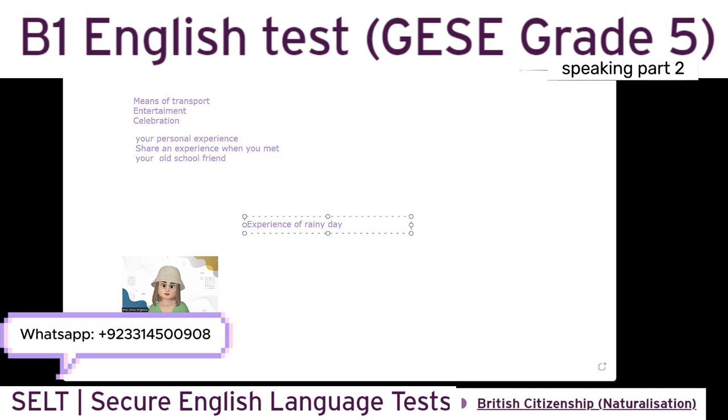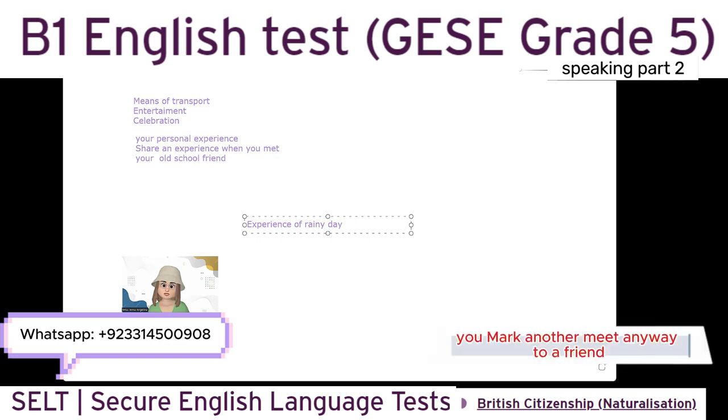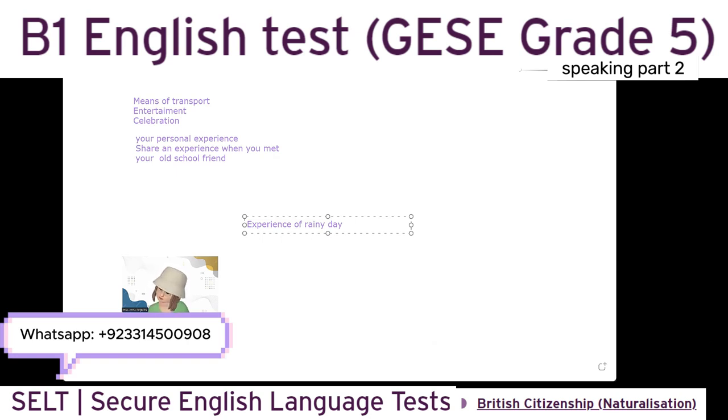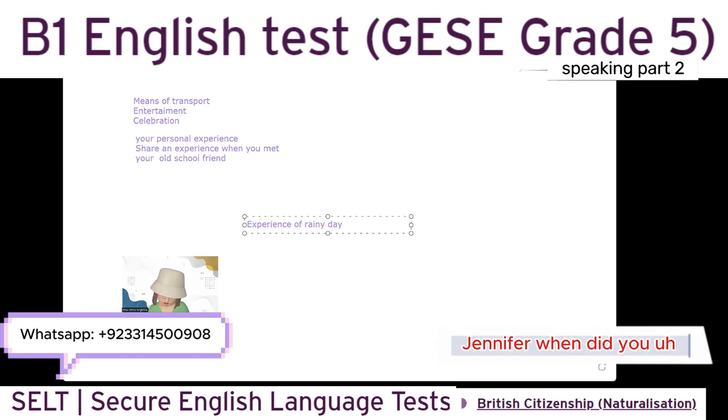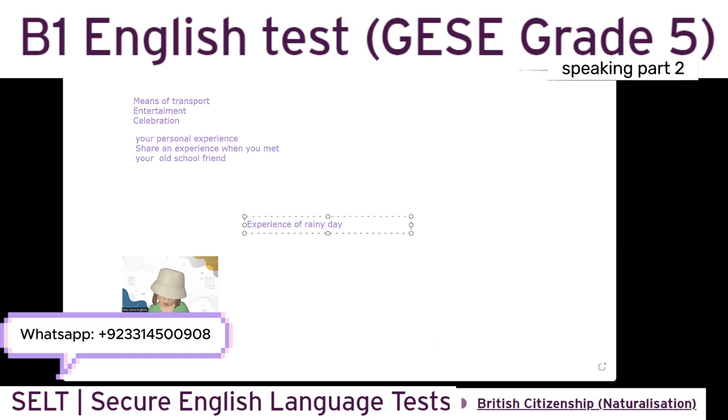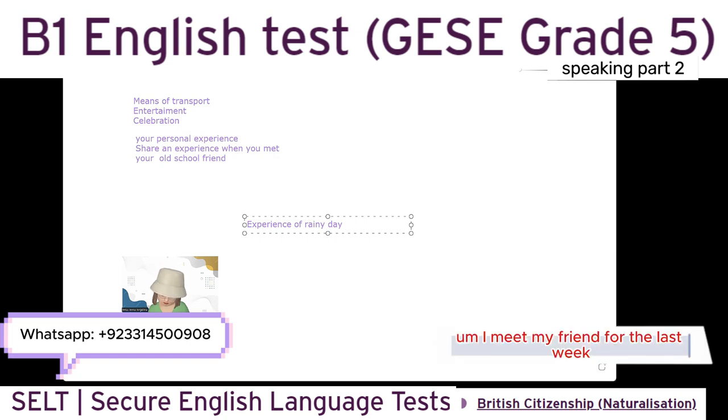You mark another meeting with your friend. Please question each other about an experience of meeting an old friend. Where did you meet your friend? How did you meet your friend? After how long? Okay. Jennifer, when did you meet your friend? I'm meeting my friend last week. Okay. What did you do with your friend? I make coffee. After, go to my house. I cooking for my friends. I talk about the kids, the husband, the family, rest parents.